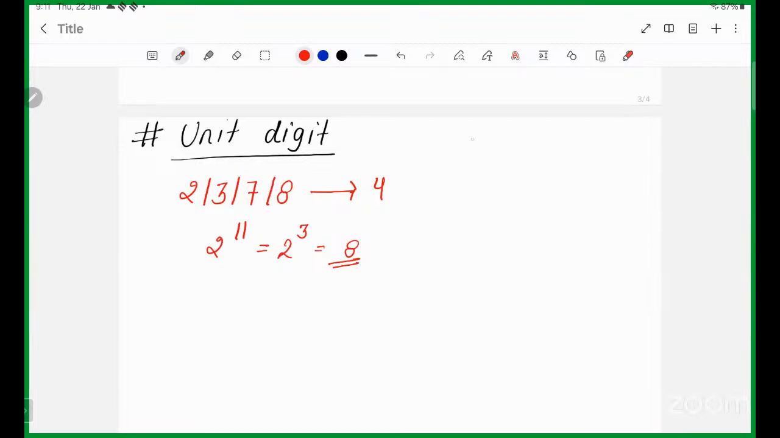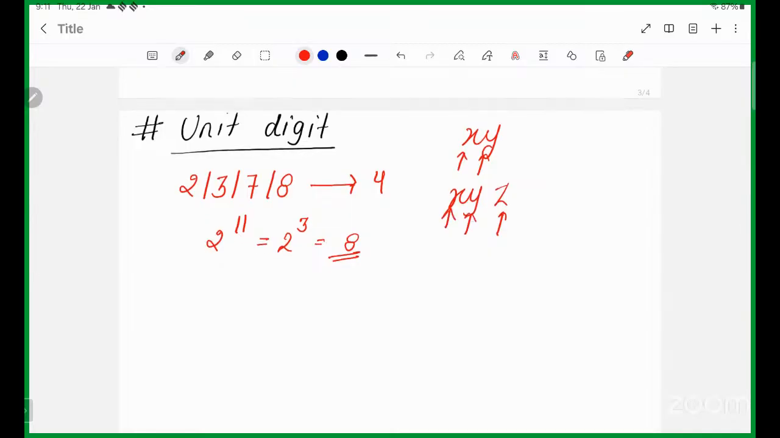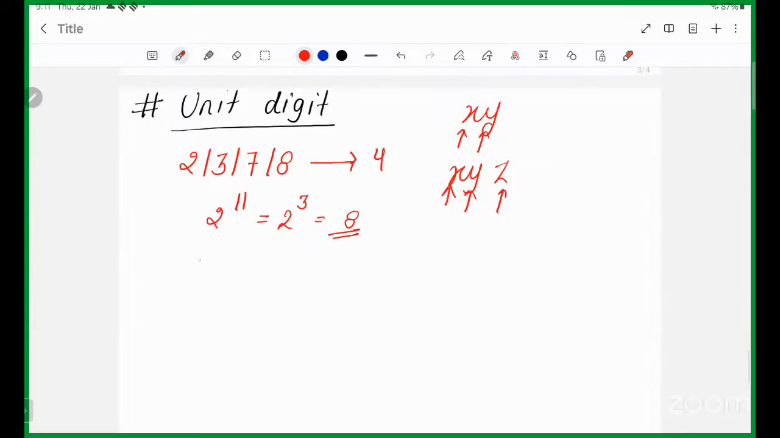What is unit digit? You can say x and y. This is unit digit. This is tens digit. And if I write x, y, and z, unit digit, tens digit, and hundred digit. Okay. And unit digit of 4 will be 4 if it is odd power. And if it is even power, then it will be 6.